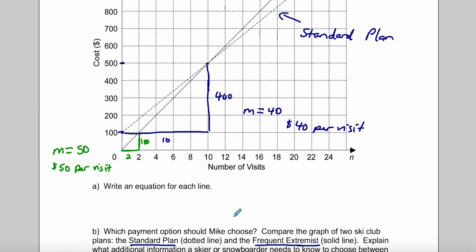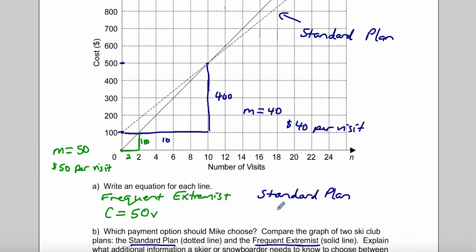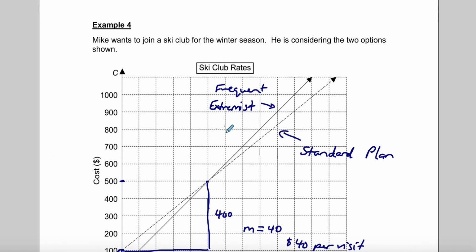You could write an equation for each line. The frequent extremist, which is the solid line, has a slope of 50, so the cost is $50 per visit, but the y-intercept is actually 0, so you could say plus 0, or you could just leave your equation like that. For the standard plan, the cost is going to be, we figured out the slope is $40 per visit, but there was an initial fee here of $100 for the standard plan that you would have to pay at the beginning. So this is a common example. This is a linear system, but it has a meaning to it. So this is representing a real life situation.